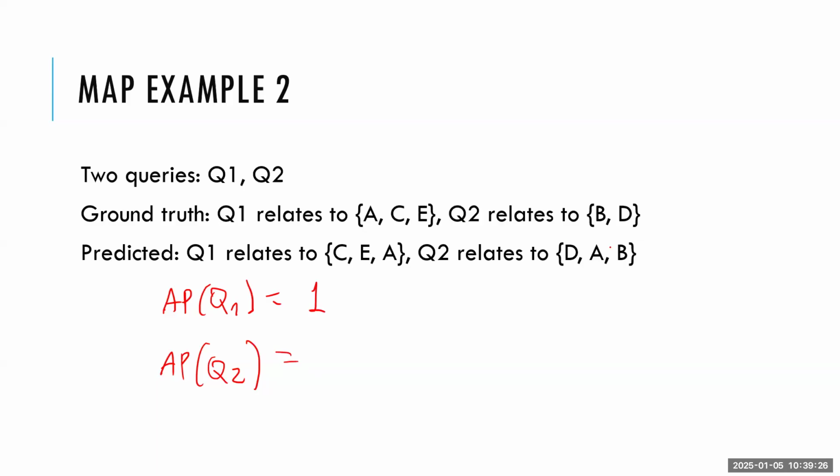Right. So you are missing one spot, right? So you have 1 plus 0 plus 2 over 3, divided by 2. Right. So that is the average precision for Q2. So that's the MAP score.